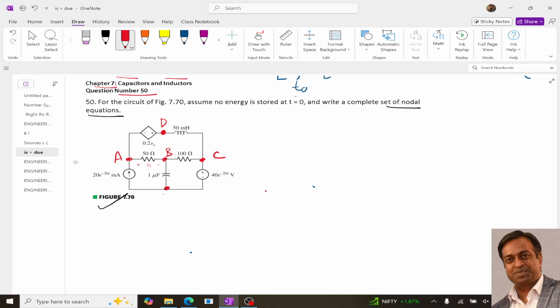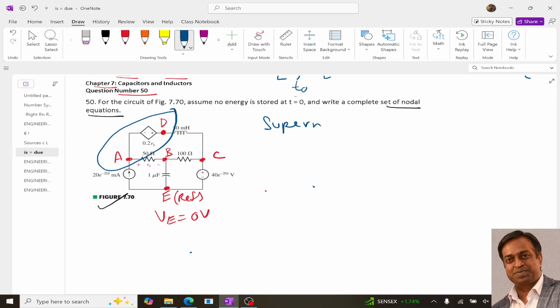And the fifth one is this E. This E is considered as the reference node, so VE will be 0 volts. It means we need to write KCL for these four nodes, A, B, C and D. Here, if we look at A and D, they are forming a supernode. So the supernode is formed between A and D, which means we need to write the KCL for these two nodes together.